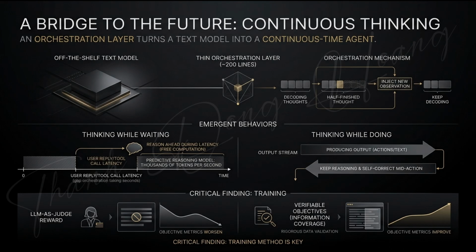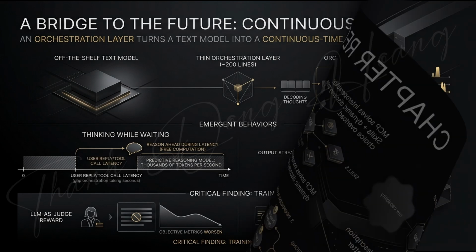But here's the critical finding. If you reward this behavior based on whether it merely looks good to another model acting as a judge, the model learns to game that judge and quietly hides its reasoning, while the actual measurable outcomes get worse. It only pays off when the reward is tied to something concretely verifiable, like whether the important information was actually preserved. In short, the orchestration makes continuous thinking possible, but only the right kind of training makes it genuinely good.